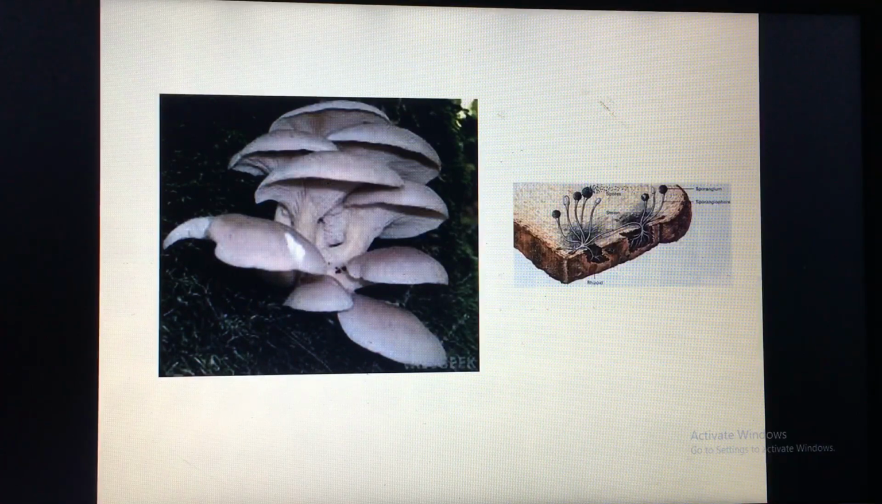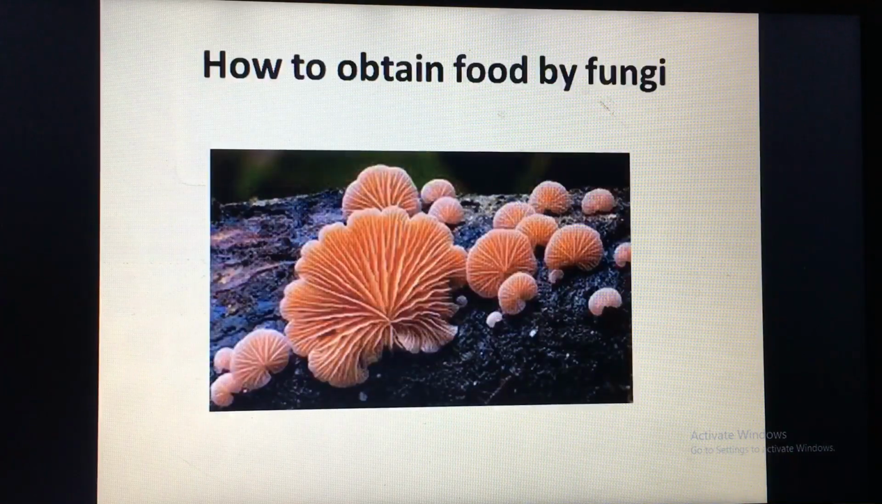The non-green saprophytic plants such as fungi obtain their food as follows. Saprophytes like fungi secrete digestive juices on the dead and decaying organic matter and convert it into a solution. They absorb the nutrients from the solution. This mode of nutrition in which a plant takes in nutrients from dead and decaying matter is called saprophytic nutrition.